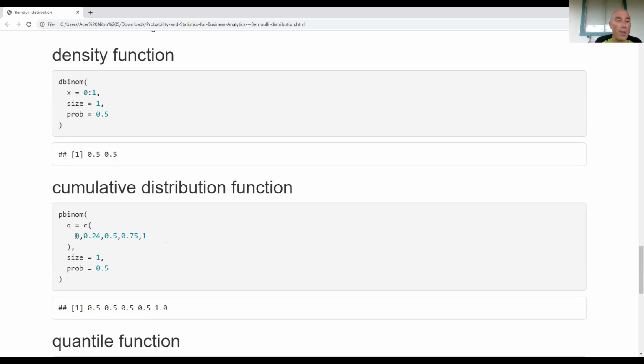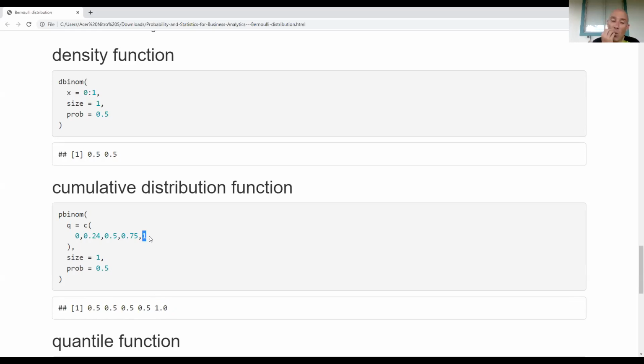And so here I just went ahead and put down the quantiles, some familiar ones. And so we can see that we have a 50-50 chance of being less than or equal to 0. We have a 50-50 chance of being less than or equal to 0.24. We have a 50-50 chance of being less than or equal to 1/2. We have a 50-50 chance of being less than or equal to 0.075, and we have a probability of 1 of being less than or equal to 1.